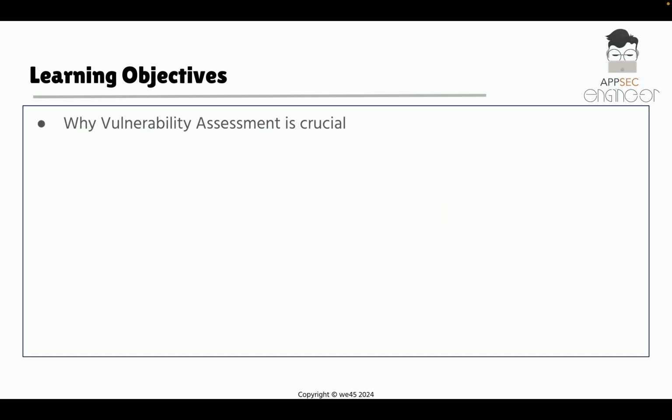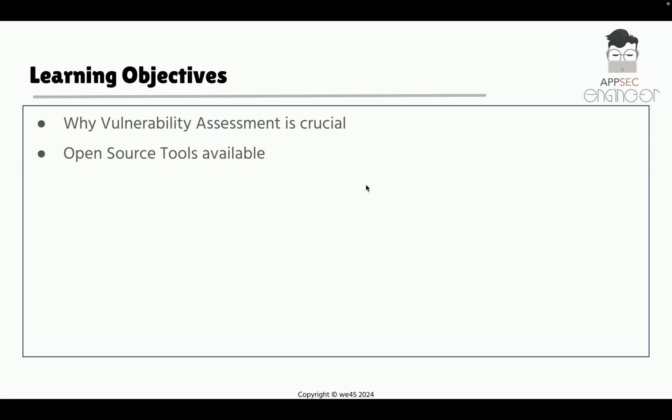So the first thing we are going to understand is why vulnerability assessment is very crucial when you're using Docker. After that, we are going to run a few labs where we are going to run a few tools and observe the results they generate. They're all open source tools.